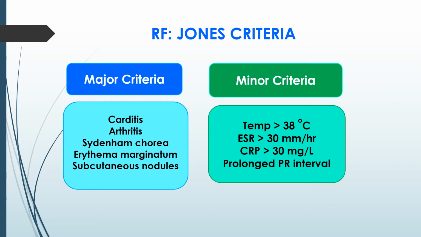This slide illustrates Jones criteria which is used to diagnose rheumatic fever. Major criteria are carditis, arthritis, Sydenham chorea, Erythema Marginatum, and subcutaneous nodules. Minor criteria are temperature more than 38 degrees Celsius, raised erythrocyte sedimentation rate more than 30 mm per hour, elevated C-reactive protein more than 30 mg per liter, and prolonged PR interval on electrocardiogram. In the next few slides, I will explain in more detail the major Jones criteria.